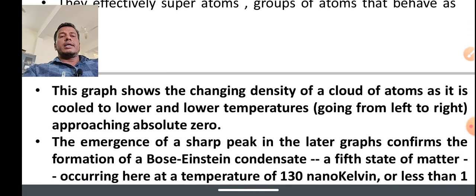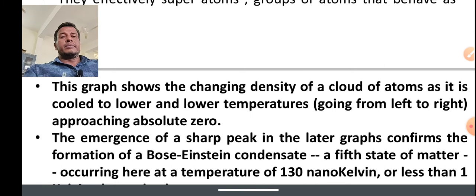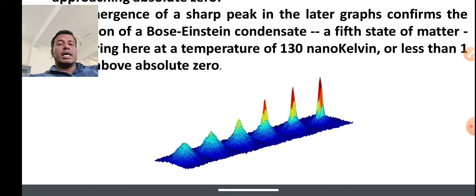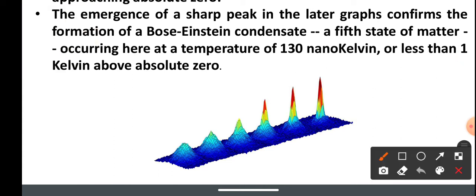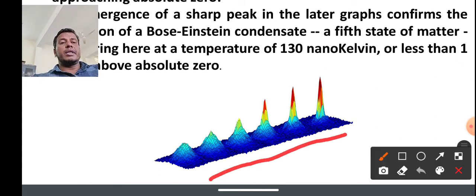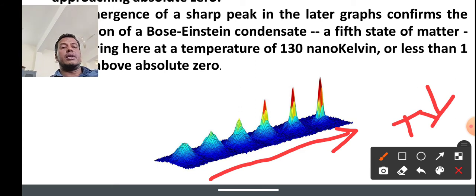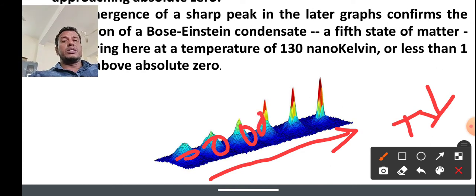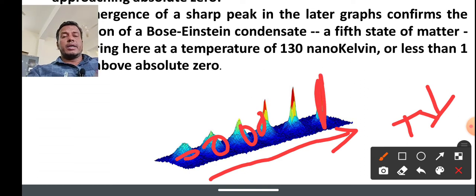As we know, there is a graph here. As the temperature decreases, the accumulation of atoms will be seen here. At very low temperature, a maximum accumulation can occur.